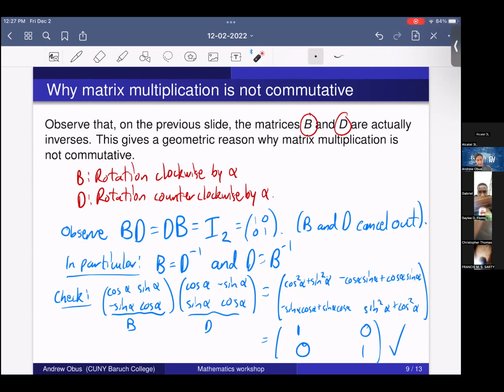So we've verified now that if I take B and multiply it by D, no matter what my angle alpha is, I end up with just the identity matrix, right? And that's using algebra to show that what I'm doing geometrically is I have two operations that are inverse to each other. So B is rotating clockwise by alpha, D is rotating counterclockwise by alpha. They cancel each other out. What that means is that the matrices are inverse to each other. Okay, so it's kind of amazing that it works.